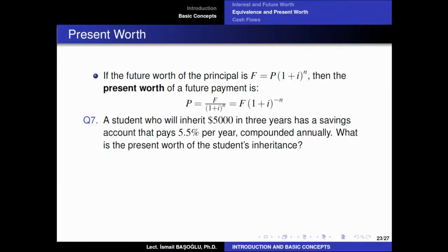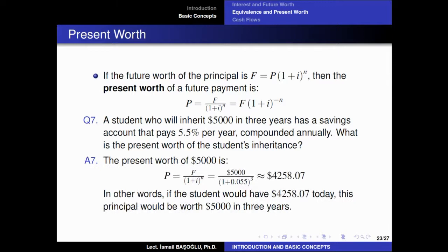Okay, so this question is asking that from a different perspective. It asks it as the amount $5,000 that the student is going to get in 3 years from now. What is the present worth of it? So what is the present worth of this $5,000, which is going to be paid to the student in the end of the 3rd year if the student has a savings account that pays 5.5% yearly compounding interest? Now, how do we calculate the present worth? Again, by using the above formulation.